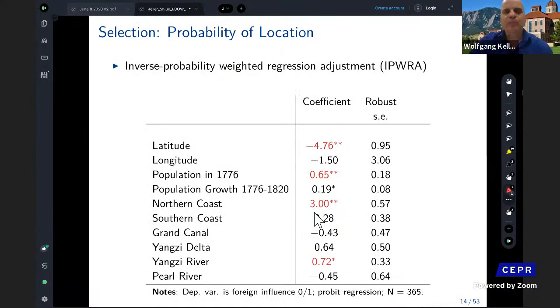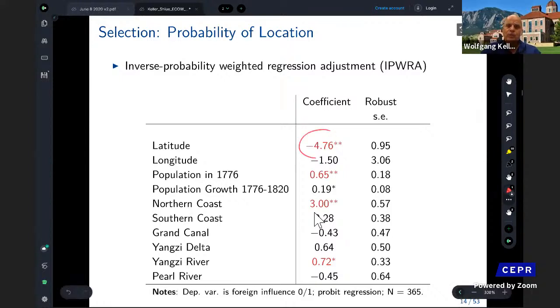An obvious question you might have is, well, weren't these foreign locations in China selected by these people? Yes, we do recognize that, and we are applying inverse probability weighted regression adjustment, where we are first asking what kind of places were generally being picked by foreigners as their treaty ports or foreign consulate locations.